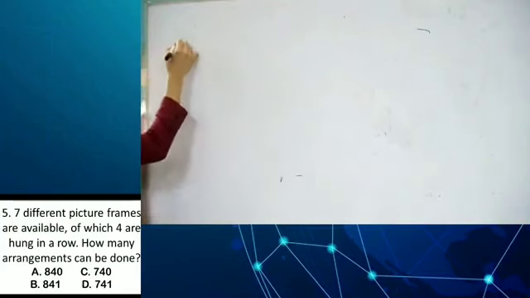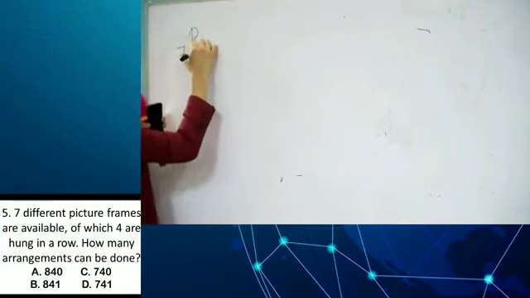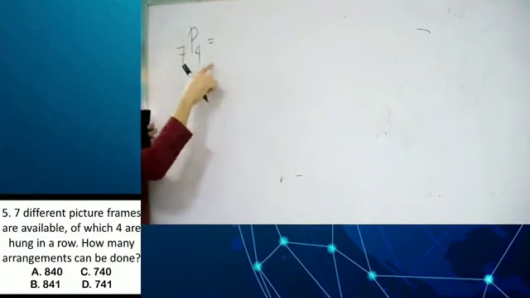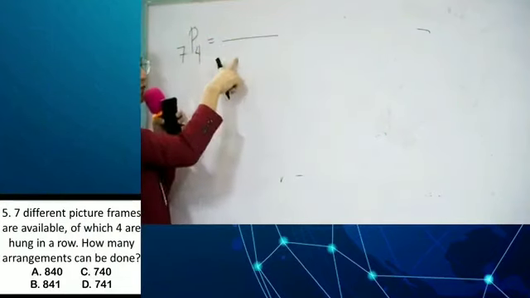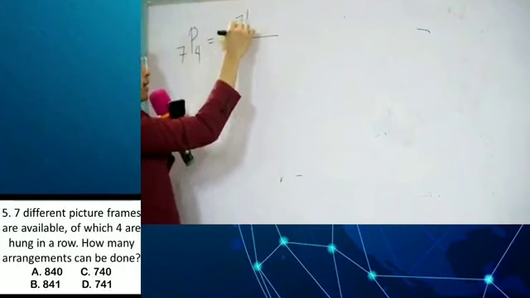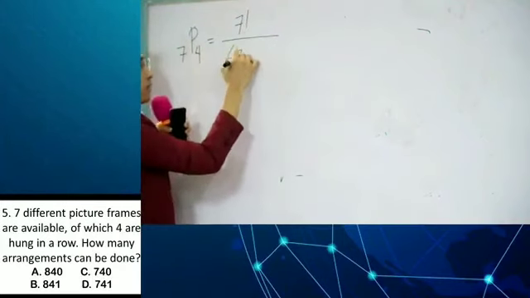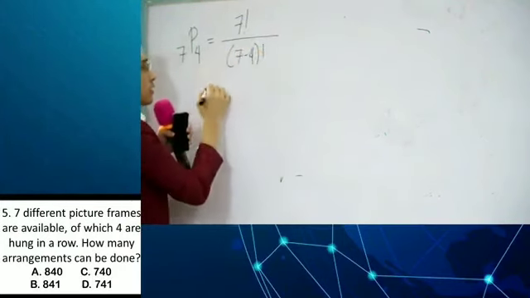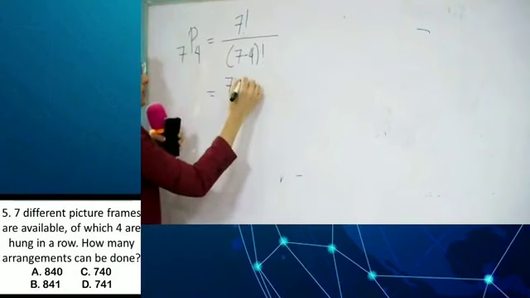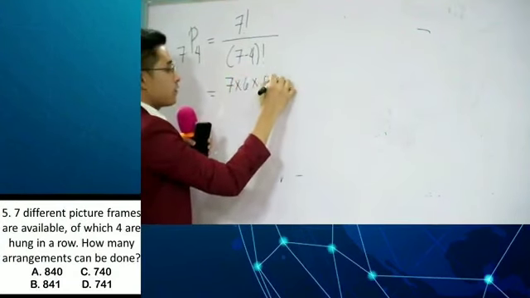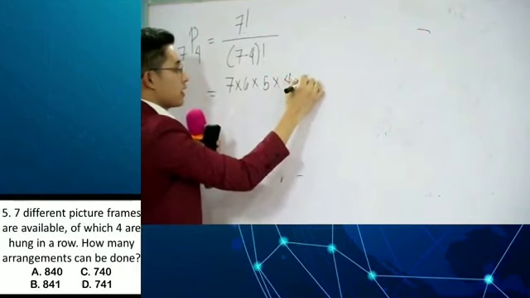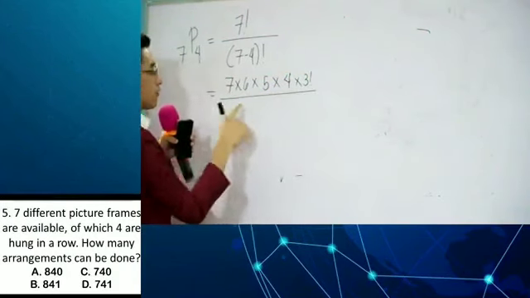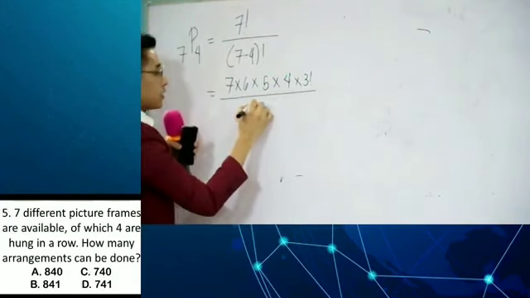Okay? So, what is our N? That is 7. So, 7 permutation of 4. Okay? So, still we are going to use the formula earlier. So, we have n is 7 over 7 minus 4 factorial. So, that is 7 times 6 times 5 times 4 times 3 factorial over 3 factorial.